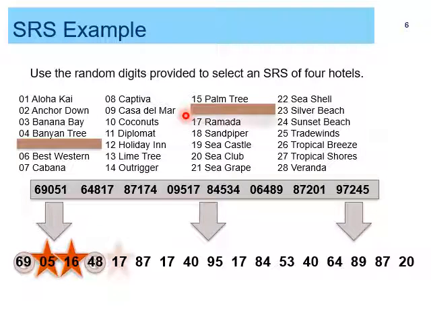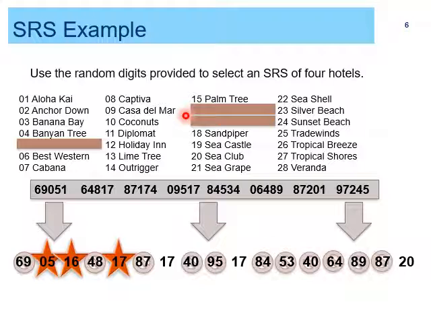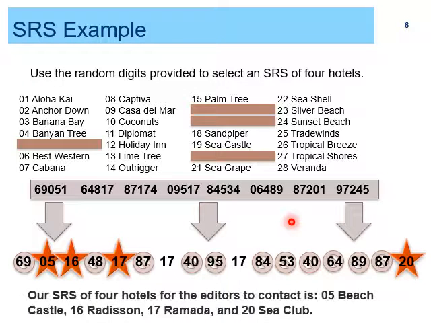Now 48 is not there. 17 is there. Then 87 is not there. We again got 17, so we skip it because we already had 17, and went on to 40. We don't have 40, 95, then 17, which we skip again, and similarly now at last we got 20. But nowadays we have different software programs that can select for us.